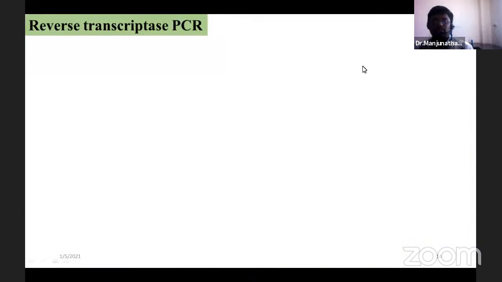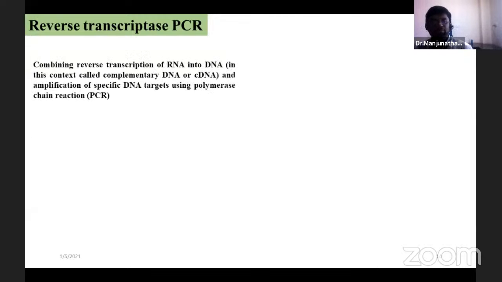Another method is reverse transcriptase PCR. It is a variant of PCR. See, PCR is only to amplify specific DNA sequences of a particular pathogen. So why reverse transcriptase? Suppose you take RNA samples, RNA viruses, we can't directly amplify with PCR. Before that, we should convert that RNA into complementary DNA, then only we can further proceed for polymerase chain reaction.